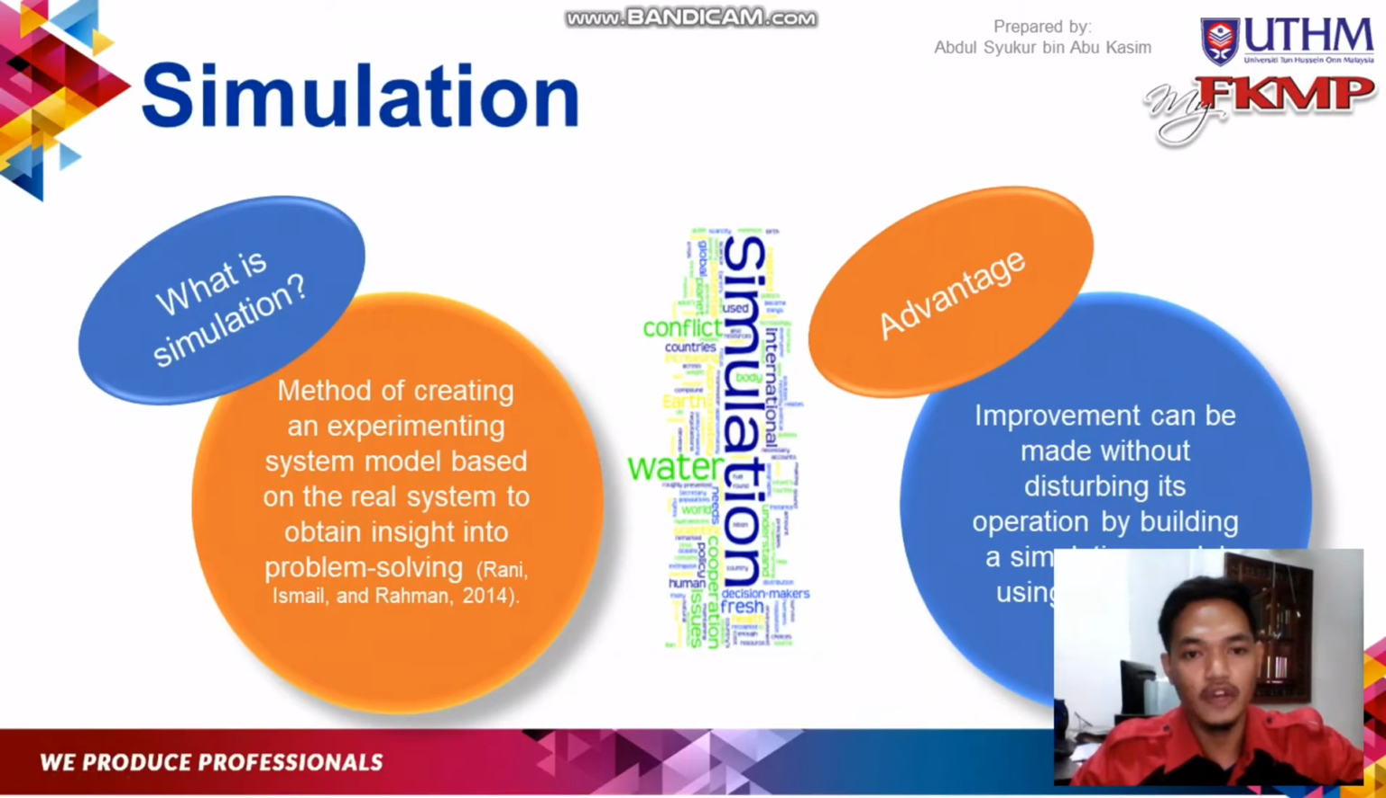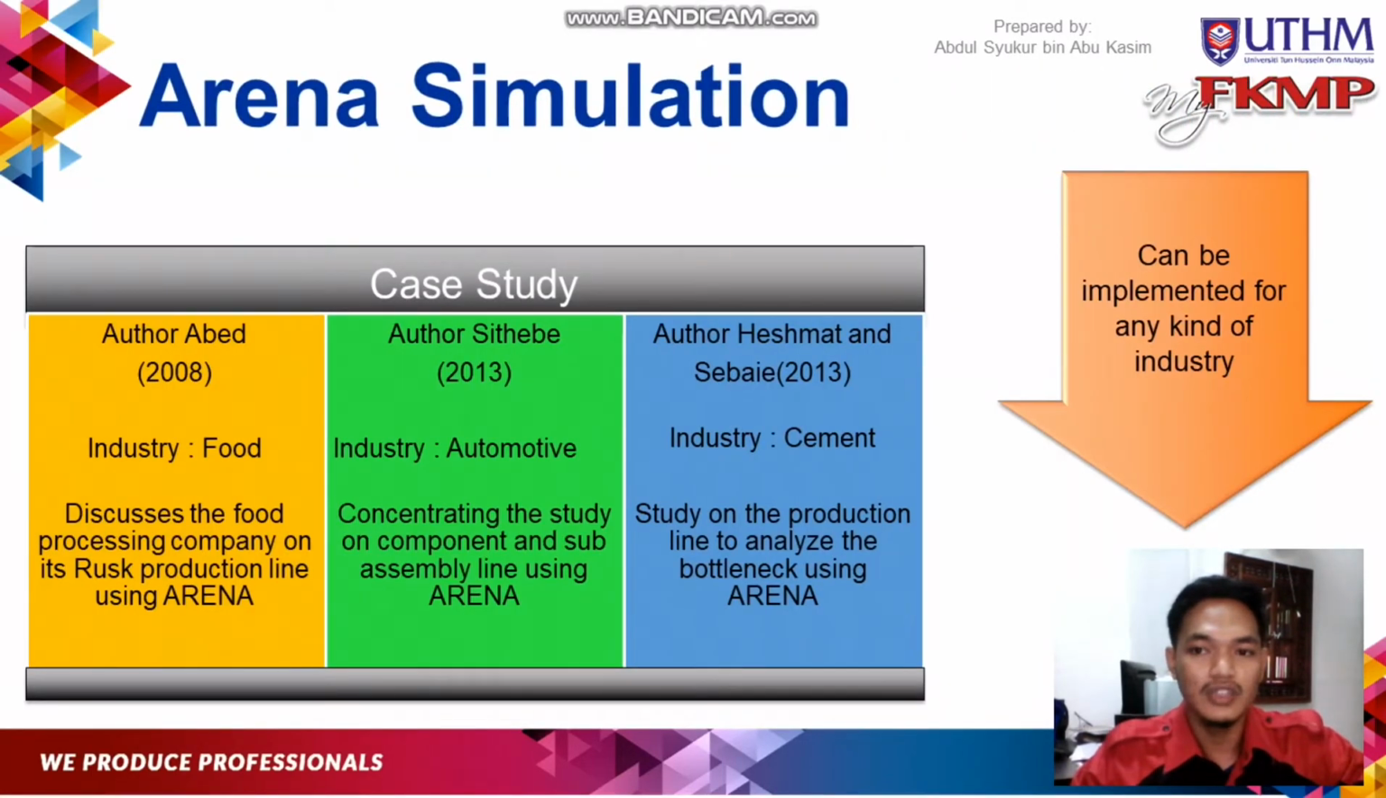Simulation is a method of creating and experimenting with a system model based on the real system to obtain insight into problem solving. An advantage of simulation is that improvements can be made without disturbing operations by building a simulation model using a computer. Arena simulation software can be implemented for any kind of industry. As you can see here, there are many types of industry that use Arena simulation software, such as the food industry, automotive industry, and also the cement industry.